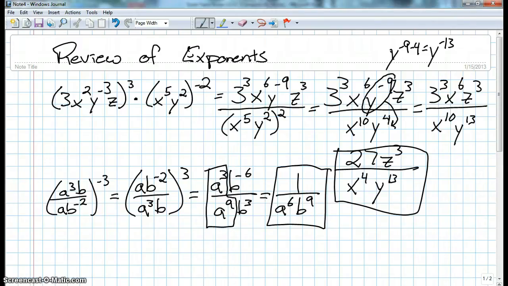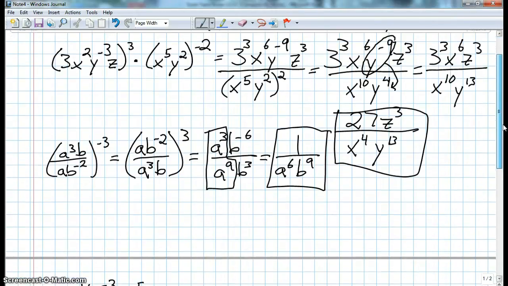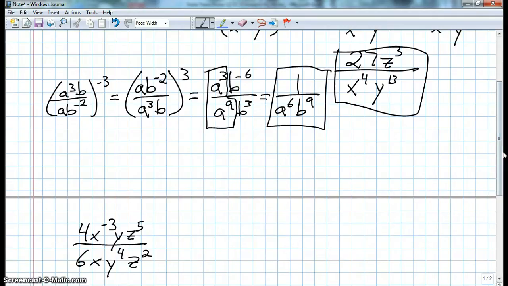All right, well, we're now going to take a look at 2 more examples. So I'll come on down here. We have 4x to the -3rd y, z to the 5th, divided by 6x, y to the 4th, z squared. The first thing with this example that I'm going to look at is taking care of this negative exponent. We have x to the -3rd, so I'm going to go ahead and take care of this negative exponent by moving it down to the denominator.